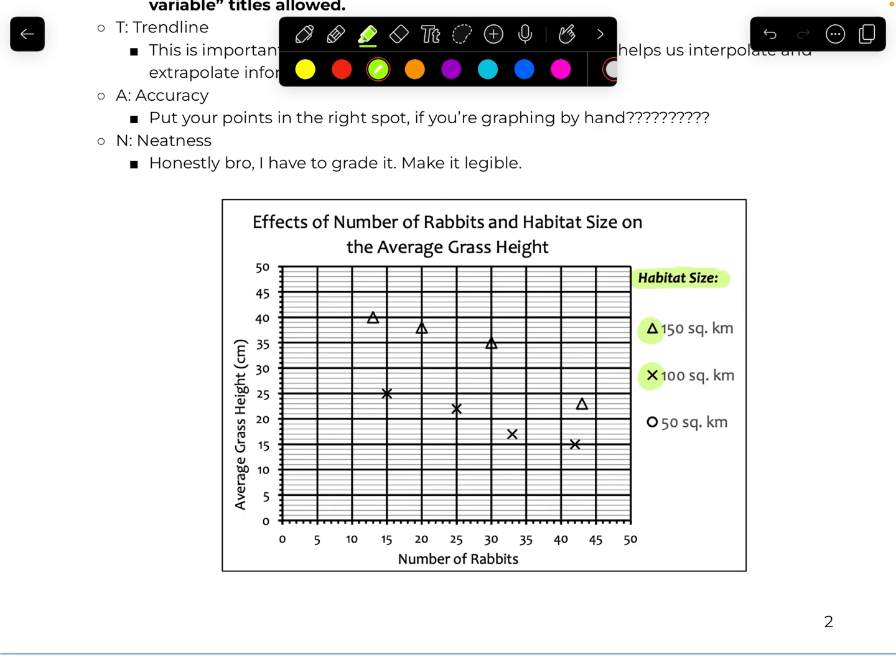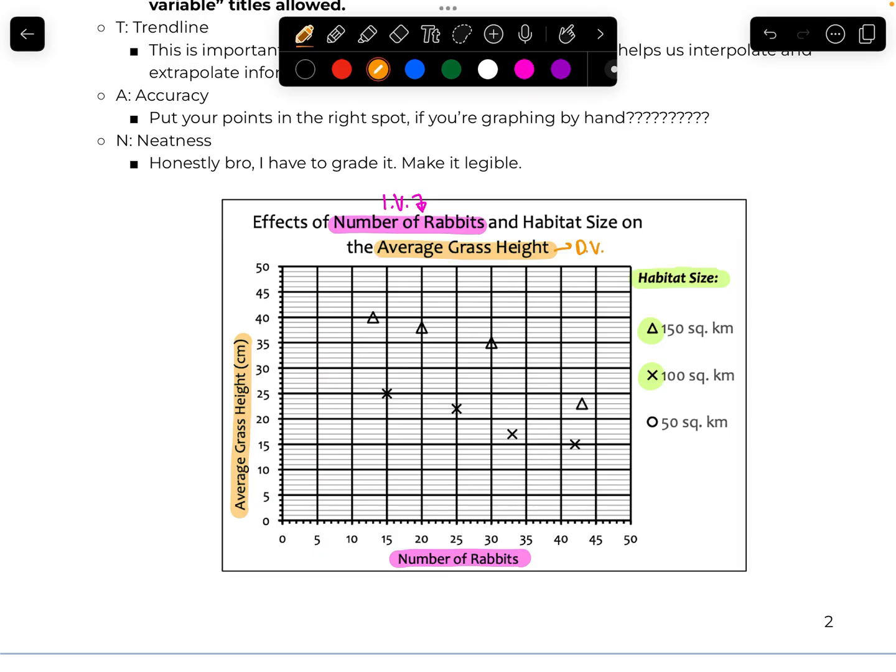So your independent variable always goes on the x-axis. So here that would be number of rabbits. So I said effects of number of rabbits. This is my independent variable. This is what I went ahead and specifically manipulated in this experiment. And then what did I measure? I wanted to measure how it had an effect on the average grass height in a habitat. So this would be my dependent variable.